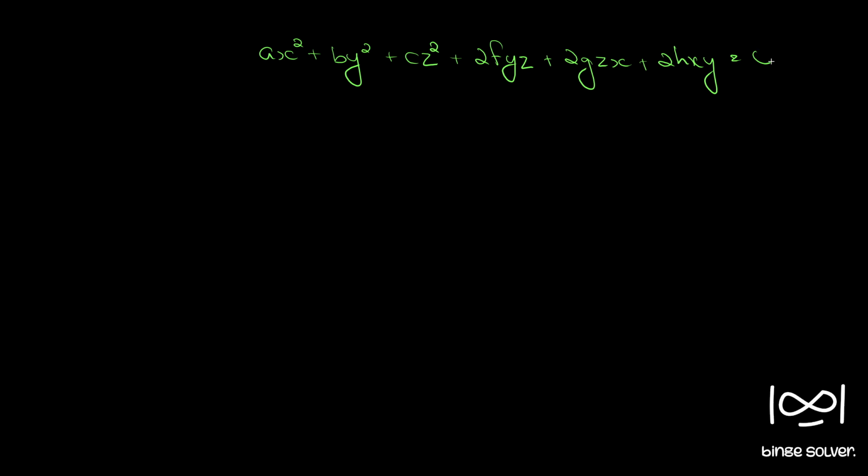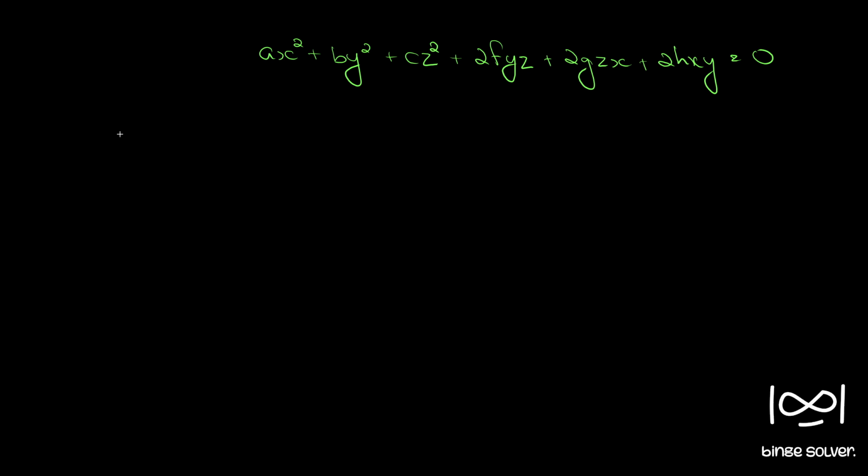So let's start with the equation itself. This is our equation, a second degree homogeneous equation. The first thing you can notice is that there is no constant term in this equation. If there was a constant term, this would not have been a homogeneous equation.